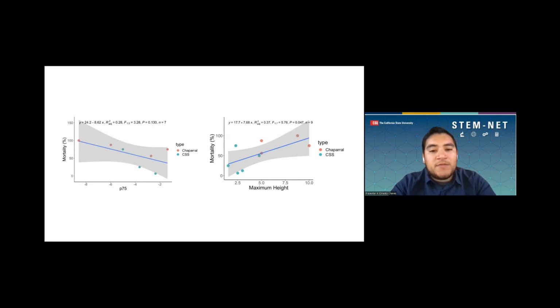For maximum height, we did see an inverse relationship: as maximum height increased, mortality also increased. Again, chaparral were on the higher end of the height spectrum, and they had higher mortality rates as well.